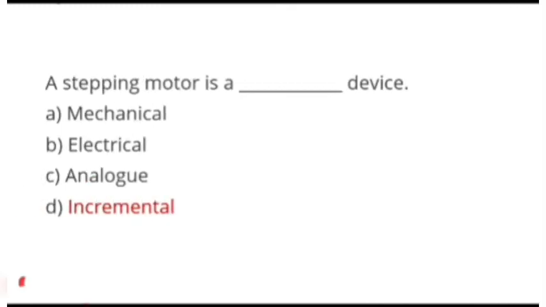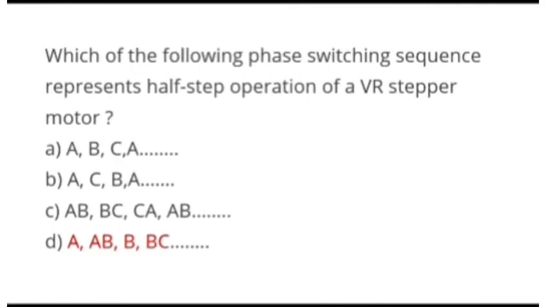Next question is, a stepping motor is a device. Options are mechanical, electrical, analog, incremental. Correct answer is incremental. Next question is, which of the following phase switching sequence represent half step operation of a VR stepper motor? Options are ABCA, ACBA, ABBCCAAB, AAB, BCCB. So correct answer is AABBBC.